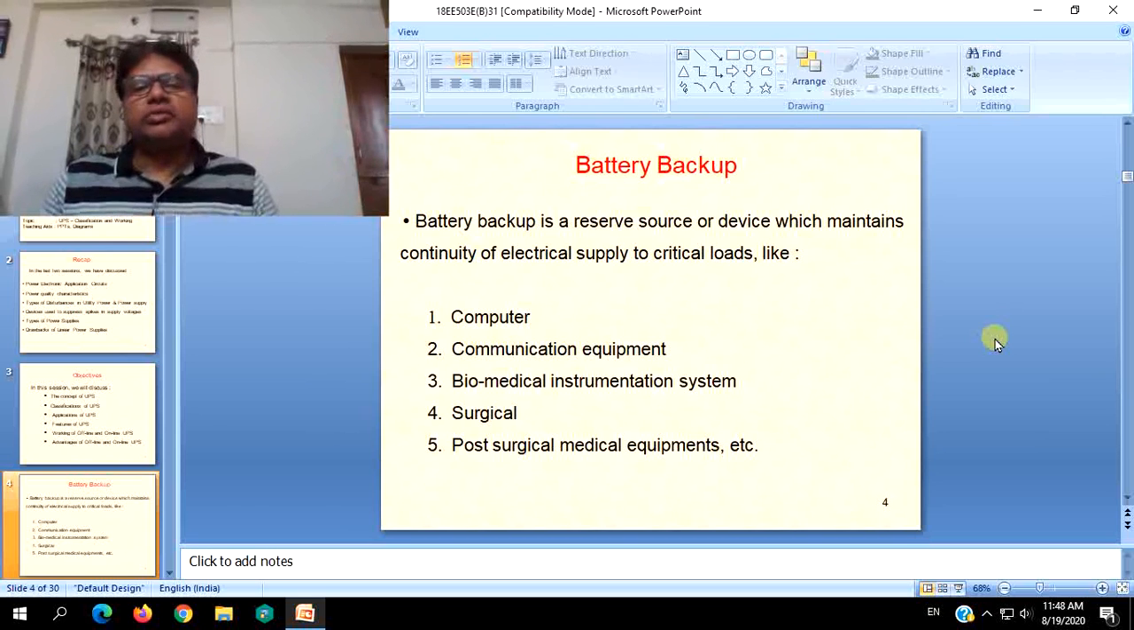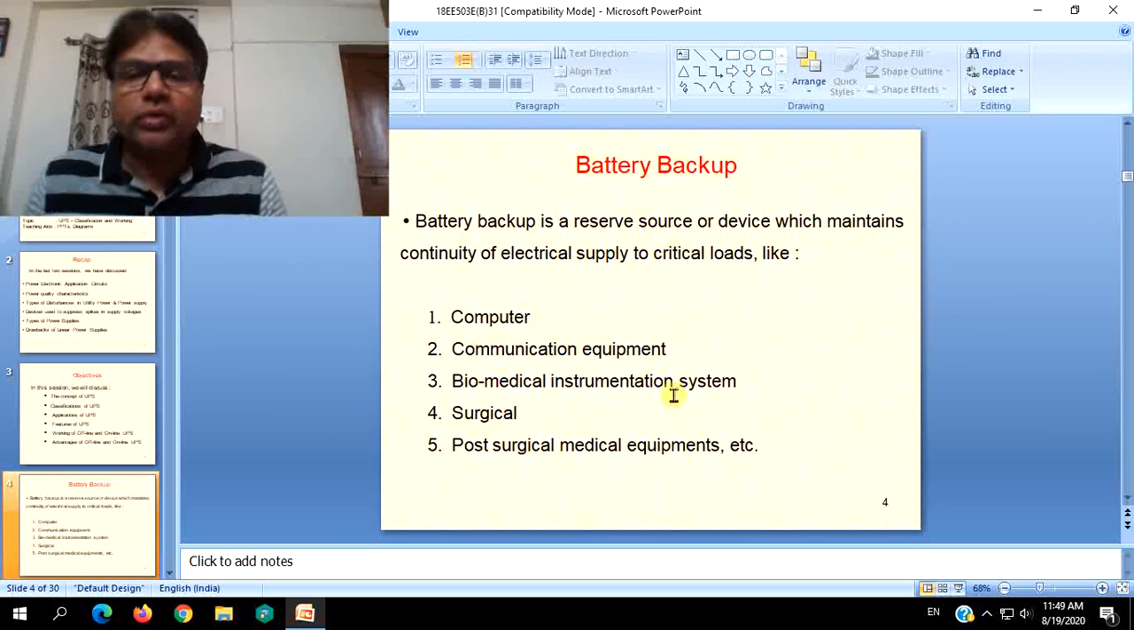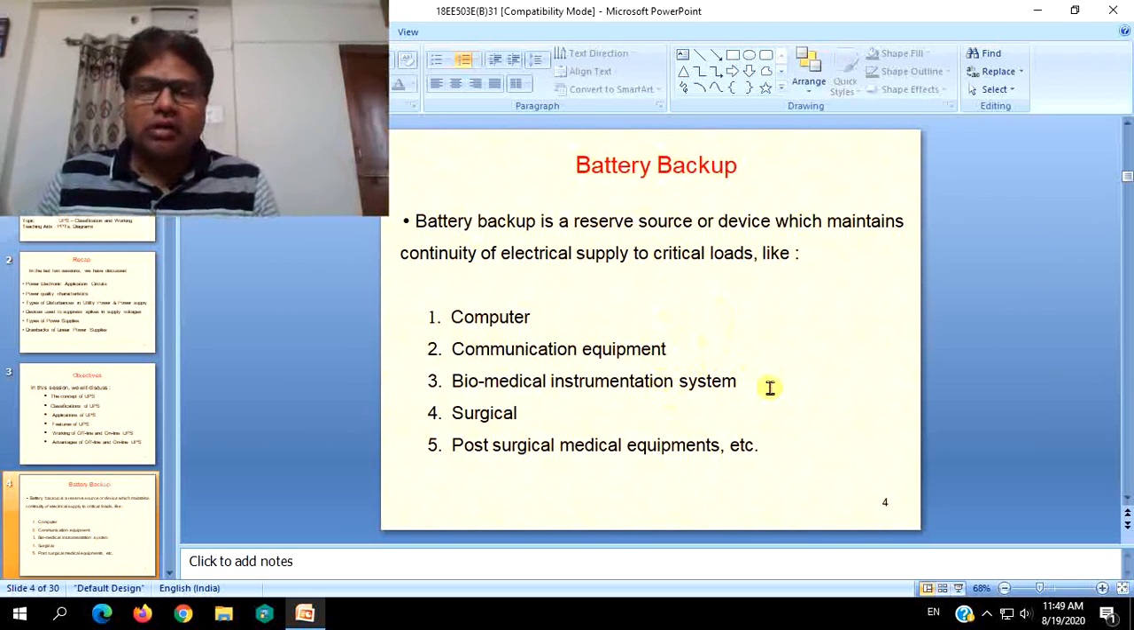So battery backup is nothing but a reserve source or device which maintains continuity of electrical supply to critical loads. Critical loads are those loads which have to be operated without any disruption in the power supply continuously. And when it comes to domestic purposes, computers will be there, communication equipment may also be there, and others are commercial equipment for medical and healthcare and other equipment.